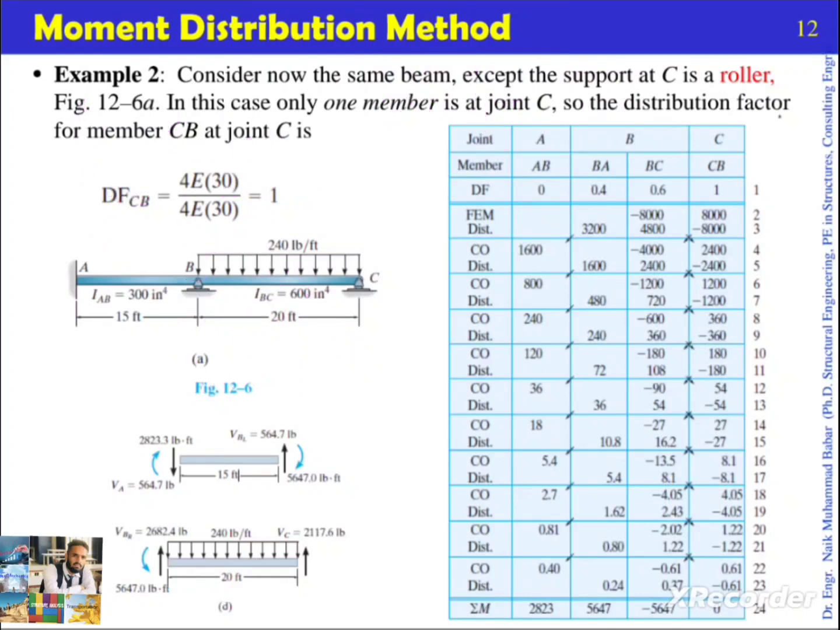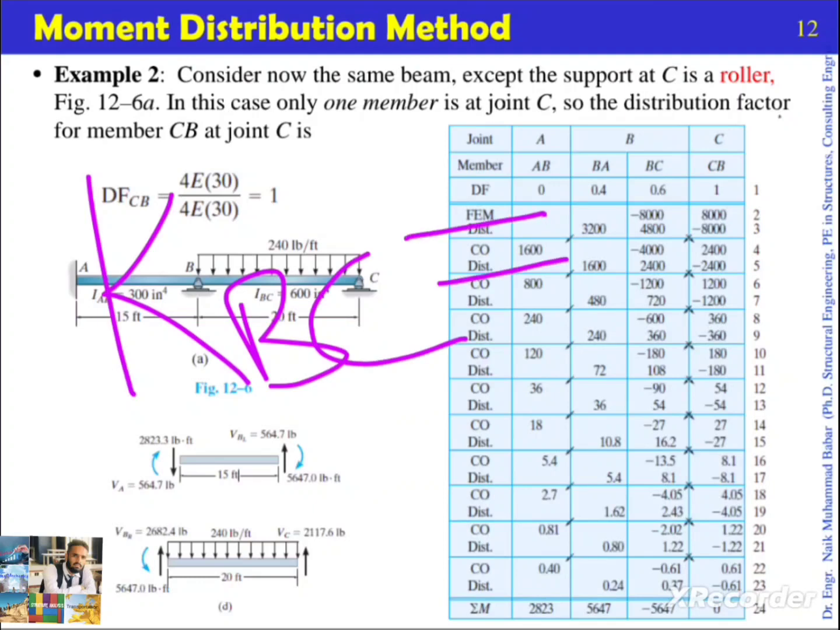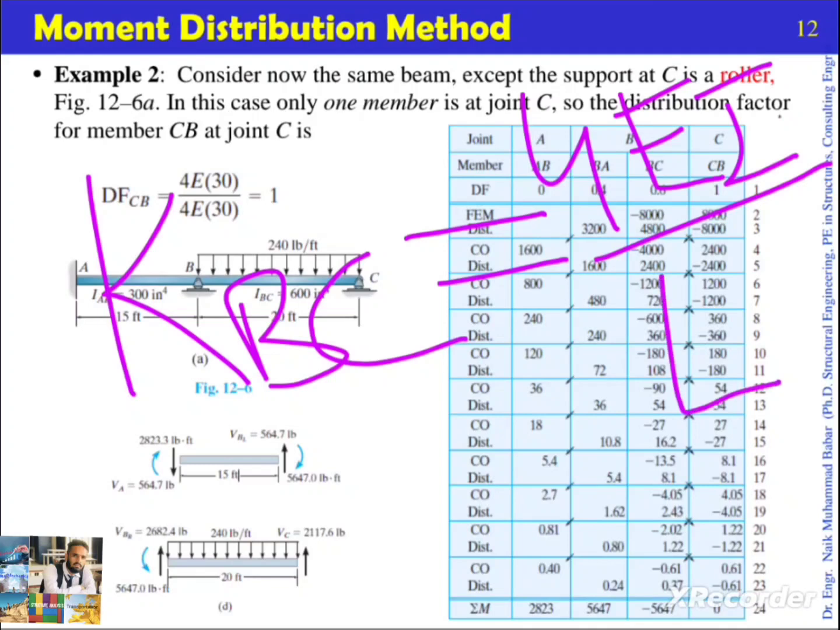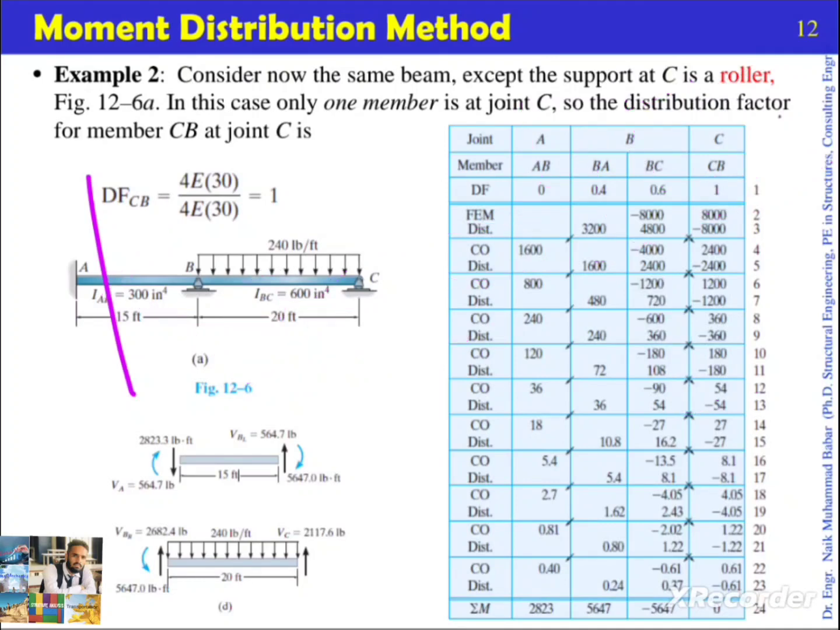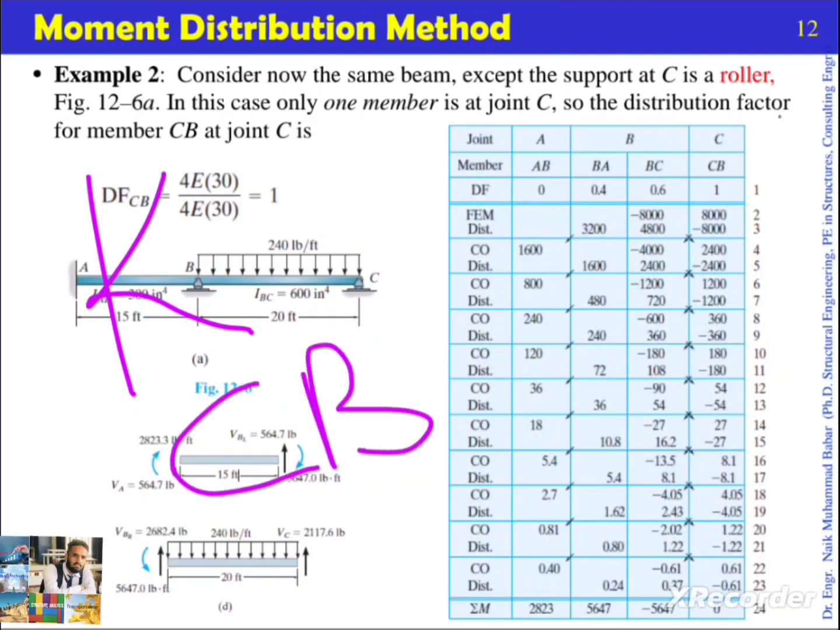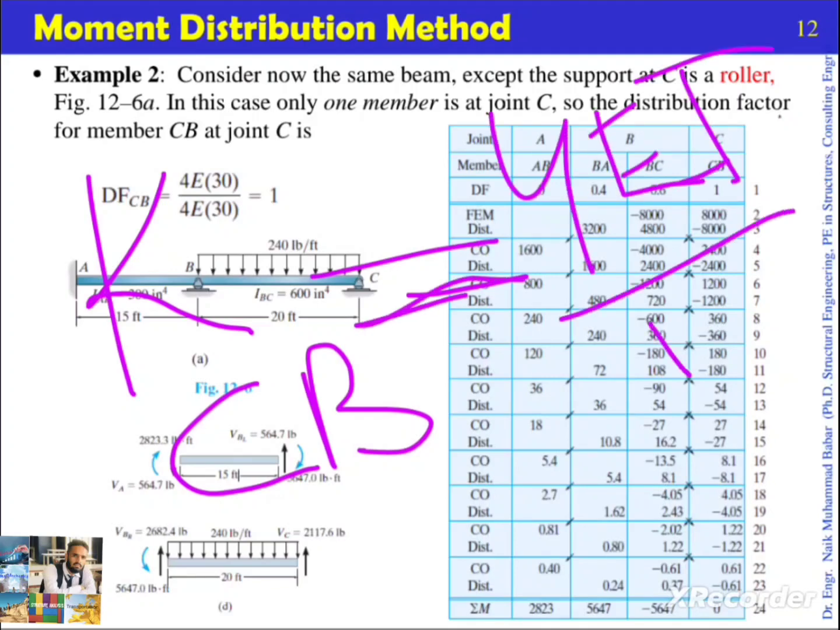Now we will calculate the stiffness for the BC span. We will use the same formula, EI by L. E is the elastic modulus, I is the moment of inertia, L is the length of that span. Putting the values, we will get the stiffness for BC. Lastly we will calculate the stiffness for CB from point C, using the same flexural stiffness formula EI by L. Putting the values, we will get the stiffness for CB.